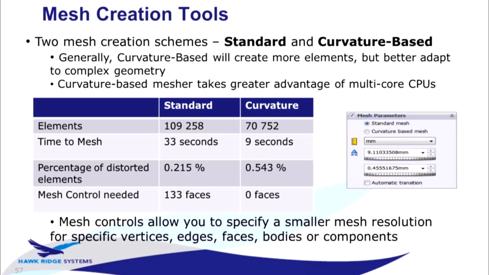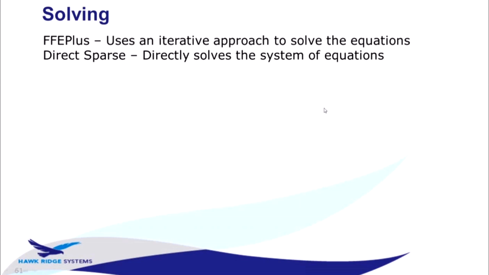It may create a few more cells, but I'd rather have a few more cells than spend 20 minutes of my life adding mesh control to 130 faces in this model. So that's a general recommendation for now: use the curvature-based mesher because of that multi-core capability.